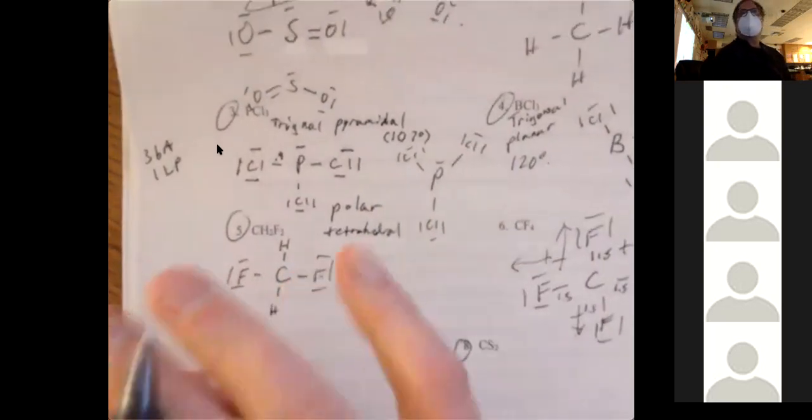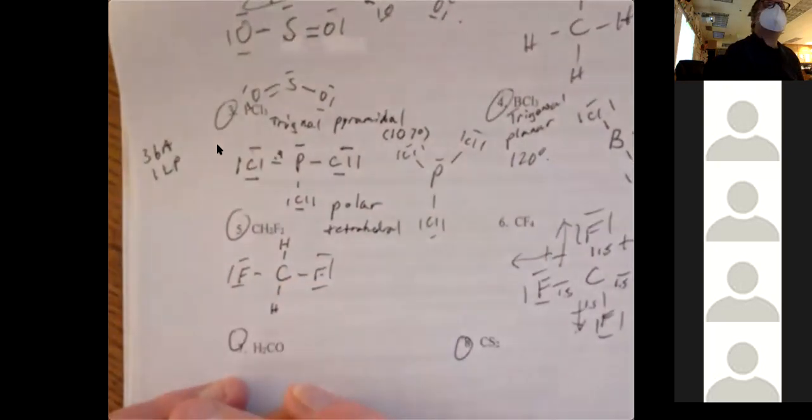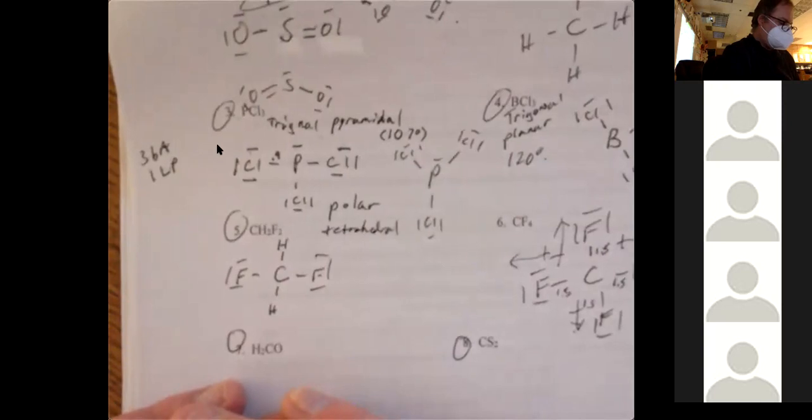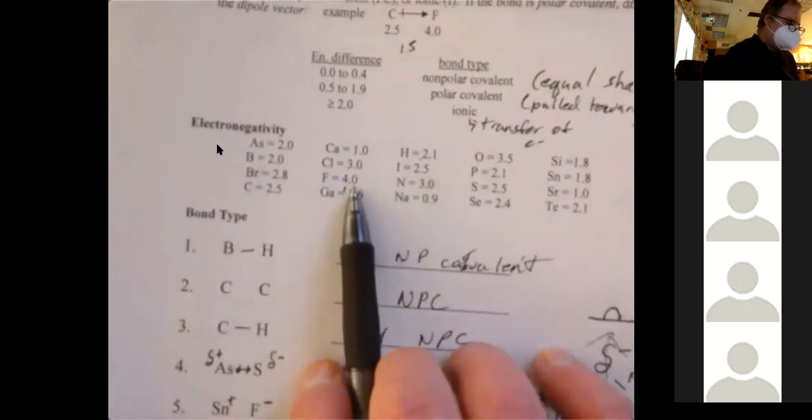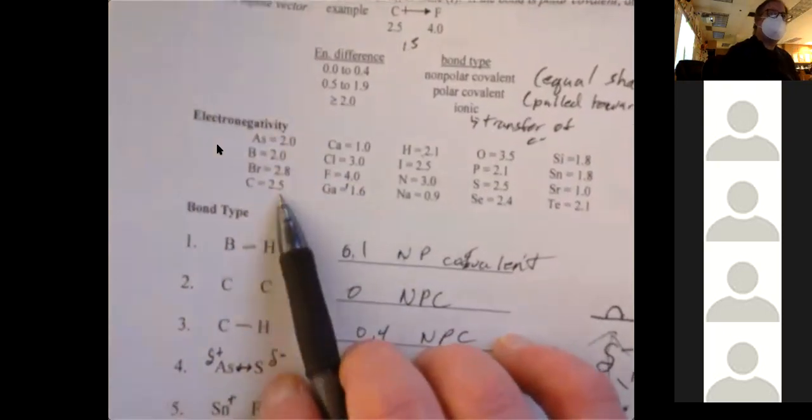So we are going to get this structure, and that is a tetrahedral. Now looking at this, if we look at these bonds, F is 4 and C is 2.5. That's 1.5. So these bonds are polar. Now looking at the structure, it looks like those cancel each other out. One goes right, one goes left.